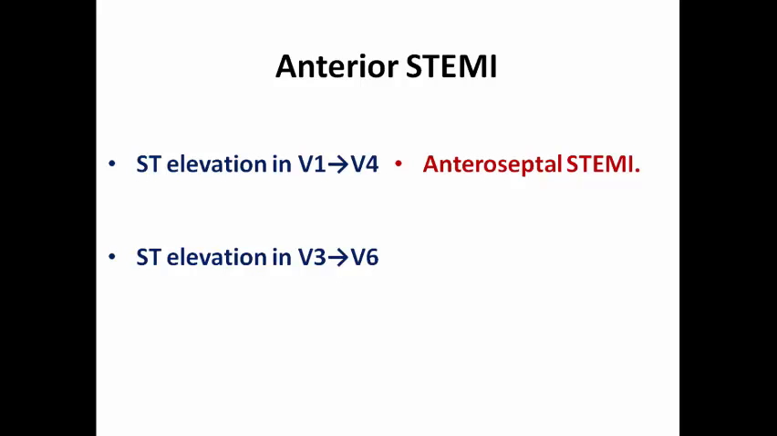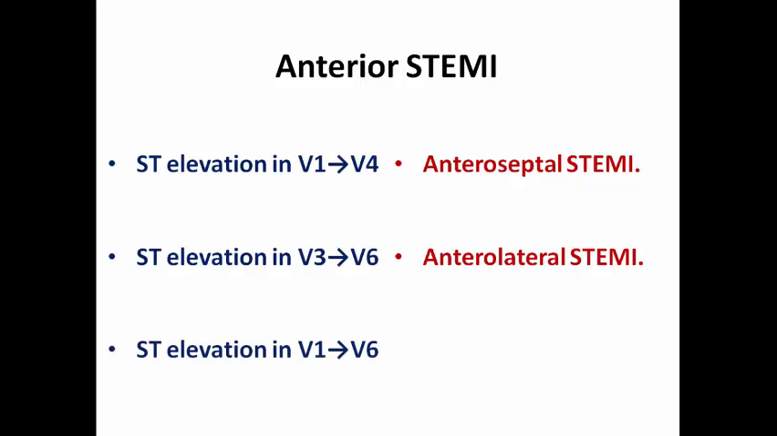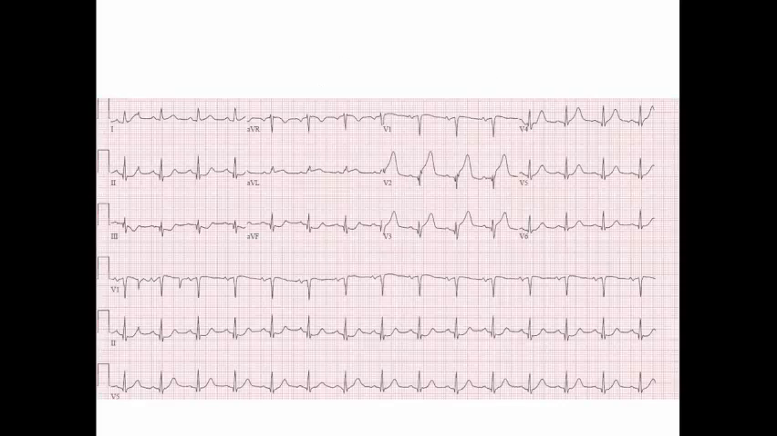Then ST elevation from V3 to V6, for example, we can call Anterolateral, because V5 and V6 are almost opposing the lateral wall. So from V3 to V6 we can call it Anterolateral STEMI. Whereas ST elevation from V1 to V6 is called extensive anterior STEMI, because it's involving nearly the whole anterior wall, and it indicates a grave prognosis as there is a very proximal occlusion of the left anterior descending.